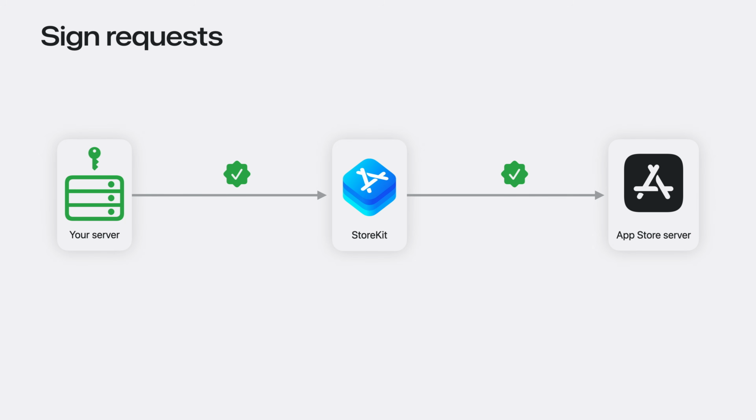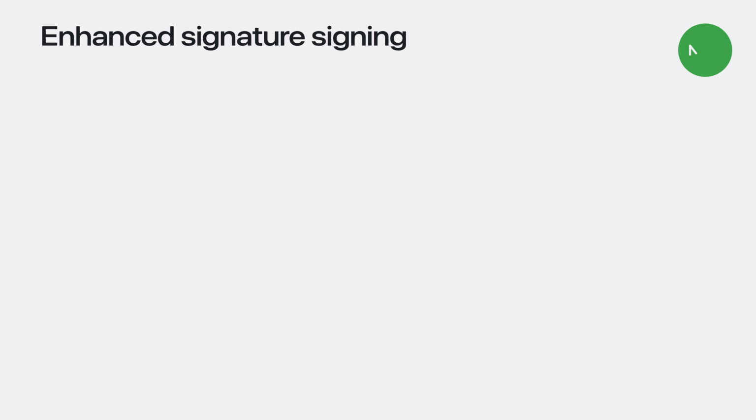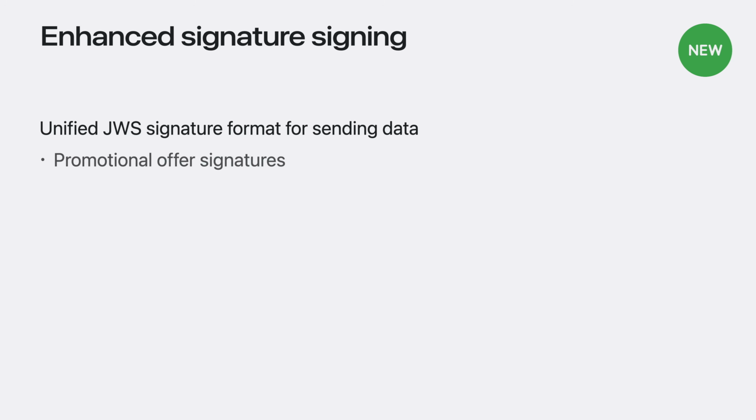Previously, depending on your use case, you signed signatures with different formats as required by the App Store server. Now, we have unified signing requests across all use cases to use the JWS signature format. This means you can now use this format in StoreKit calls that require them, including functions such as generating promotional offer signatures. You can now sign promotional offers using the JWS signature format. This new signing method is an alternative to the previous promotional offer signature.